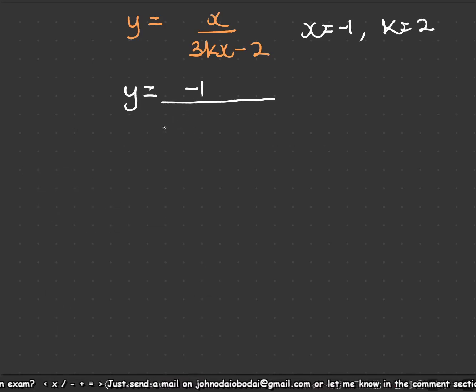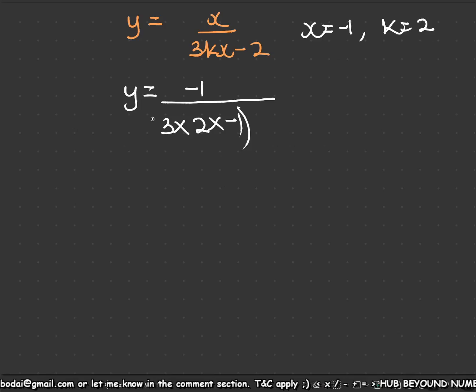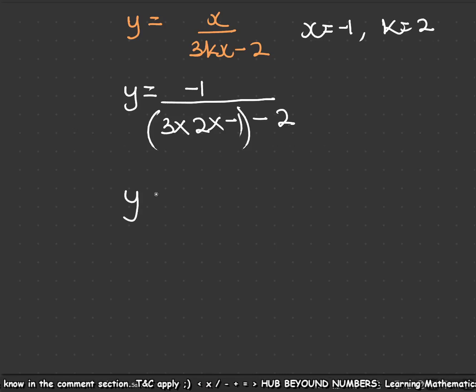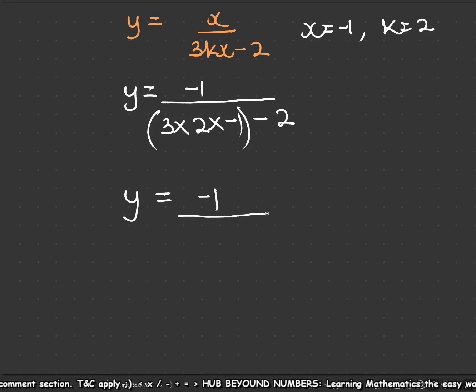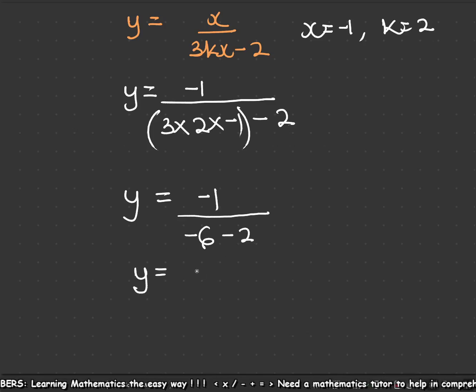So the 3kx becomes 3, and we know k to be 2. So times 2, then times x, and we know x to be -1. So times -1, you see. Then minus our 2. The numerator still remains -1. And then our denominator, we have 3 times 2. 3 times 2 gives us 6. Then 6 times -1 gives us -6. So we have -6 minus 2. So still we have y equals -1 over, and we know -6 minus 2 gives us -8.